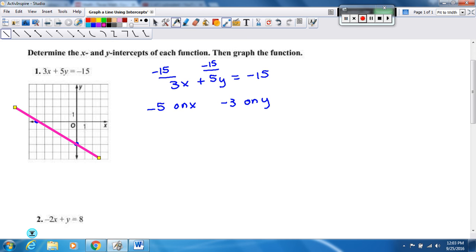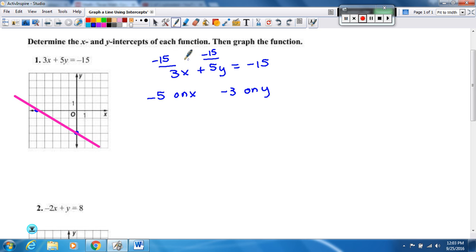Okay, they did ask you to also list the x and y intercepts. So what you do is you take your answers here, and negative 5 would go in the x spot and 0 would go in the y. And for your y intercept, that negative 3 is going to go in the y spot and 0 would go in the x. Remember, ordered pairs are alphabetical order, x and then y.